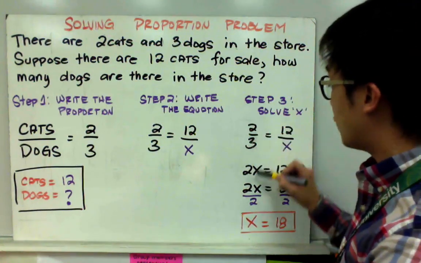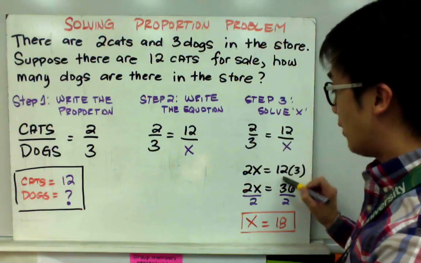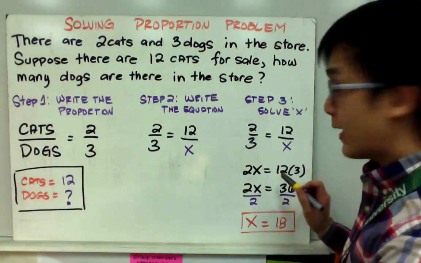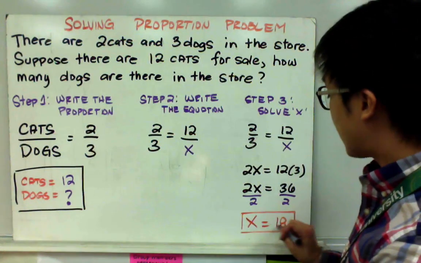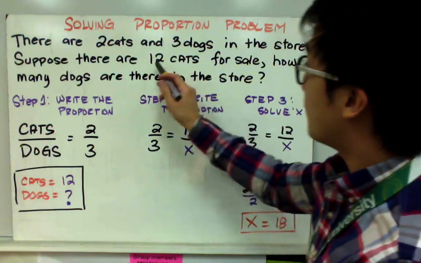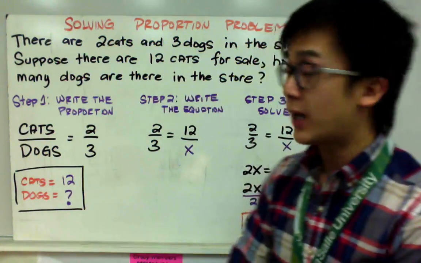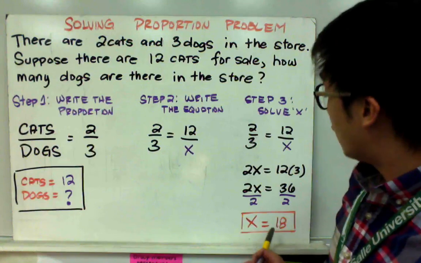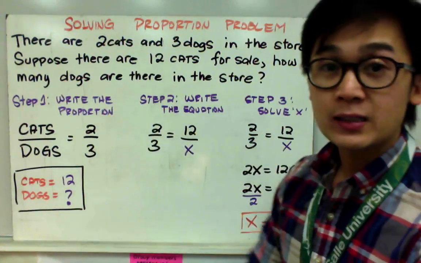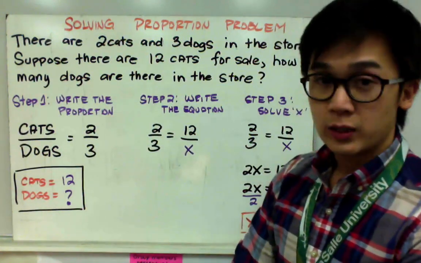So, x times 2 is 2x, and 3 times 12 is 36. And having x by itself, x is equal to 18. So, kung merong 12 pusa doon sa store na yan, meron naman daw 18 aso na nandoon kahit hindi nyo pinilang yung aso sa loob ng store.